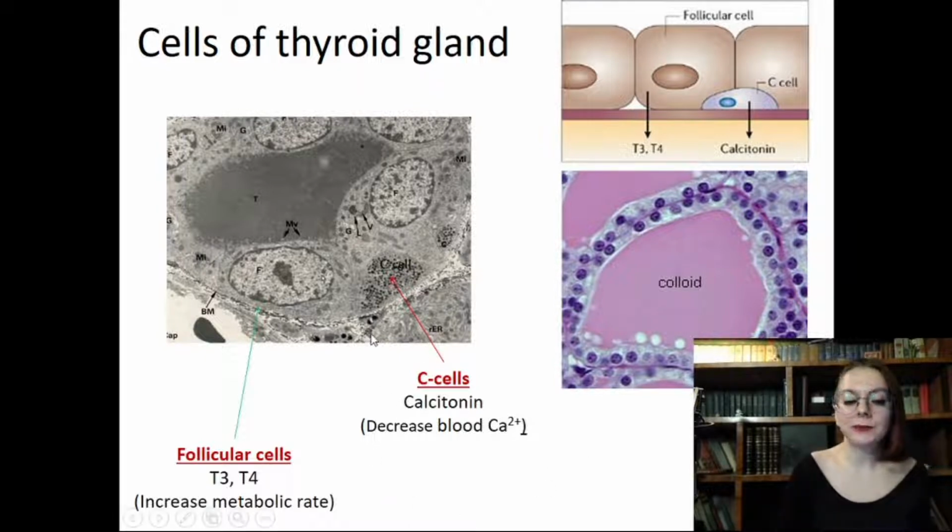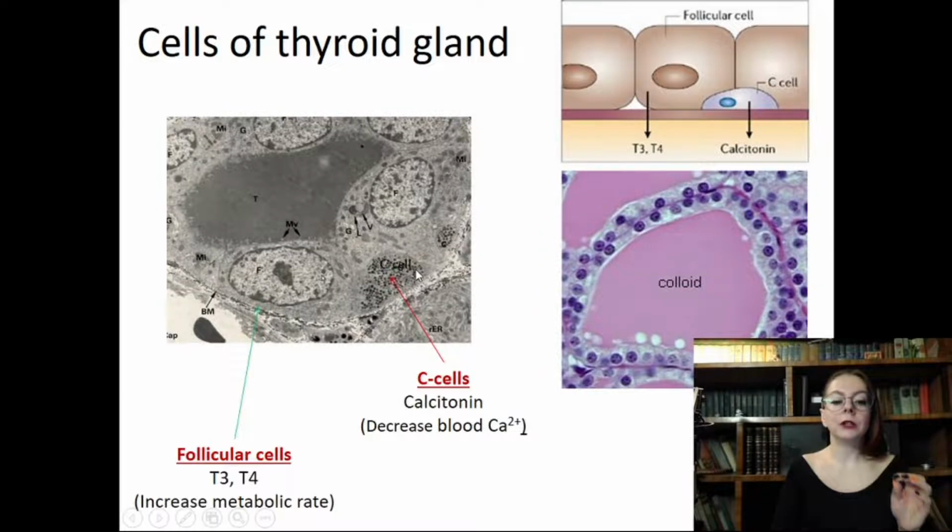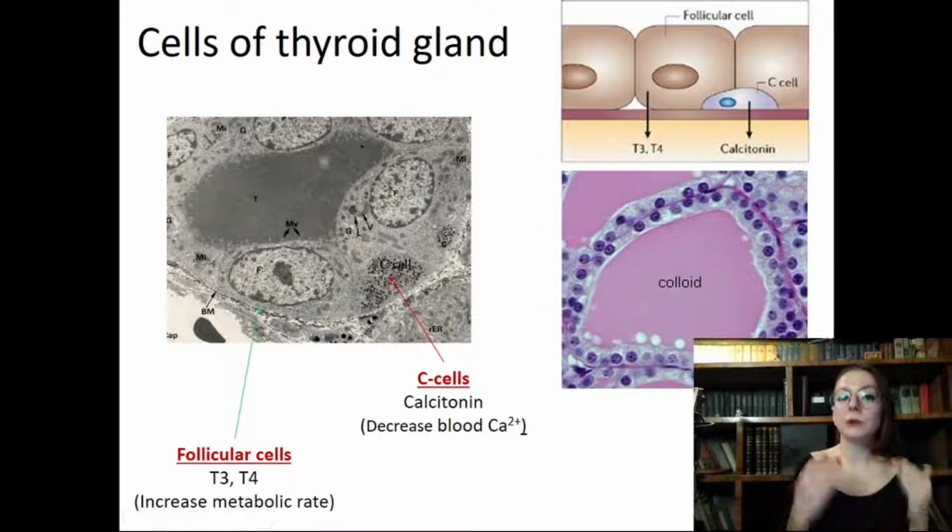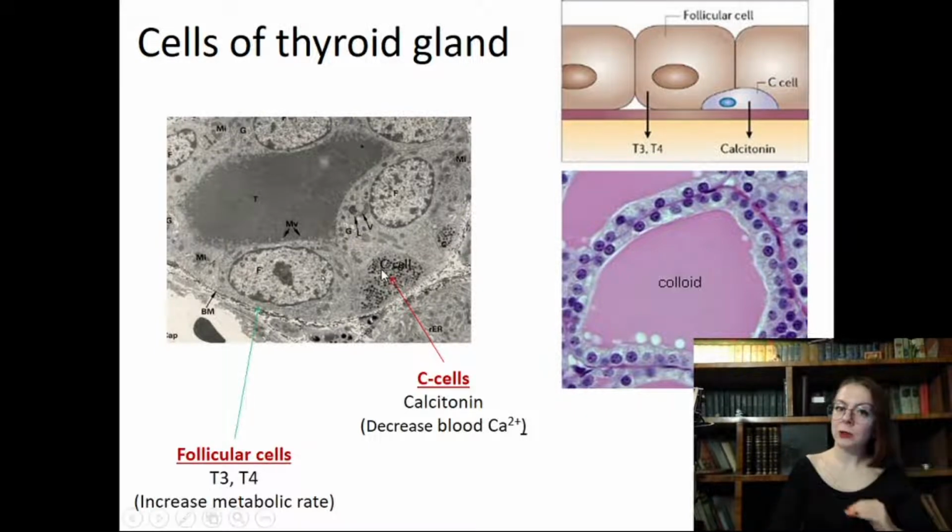And C cells are less numerous. They do not reach the lumen of the follicle. They are located close to the basement membrane here, and they contain granules with calcitonin. Calcitonin is the hormone helping to decrease the blood calcium, and C cells produce calcitonin in case the blood calcium is elevated. So they are not controlled by other hormones, they are directly regulated by the calcium level. So remember, C cells decrease the blood calcium with the help of calcitonin.